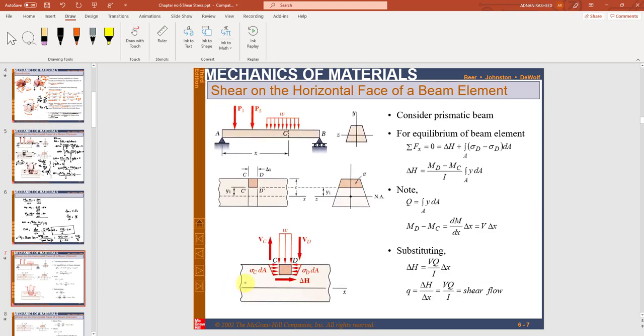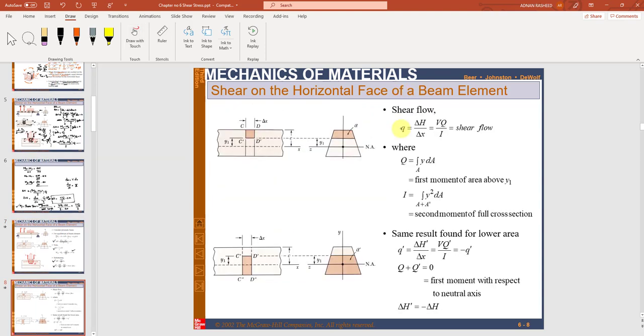Okay, so this is the same thing. You can see all the derivations: delta H, Q, then MD minus MC, which is equal to V into delta X. Clear? And when you substitute, you will get the horizontal shear force and then the shear flow. So this was all about how to find the horizontal shear force on a beam element.